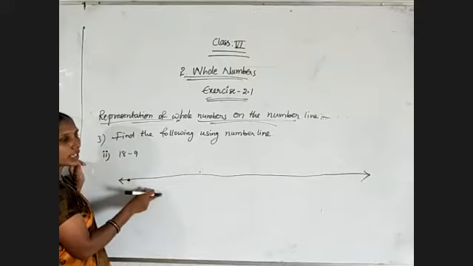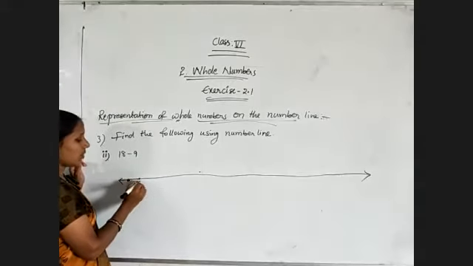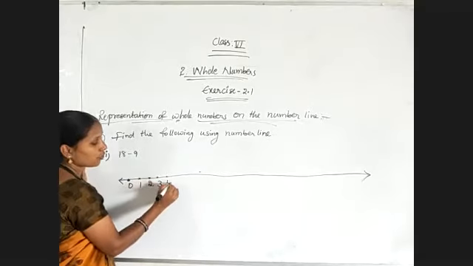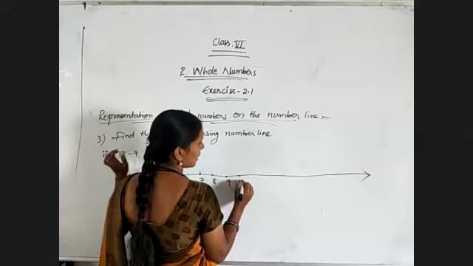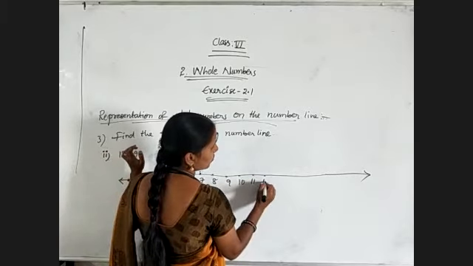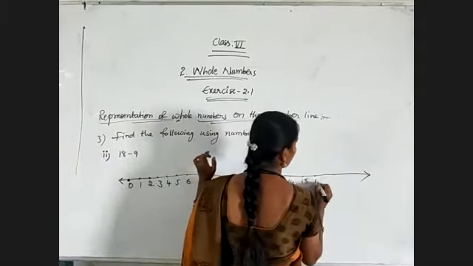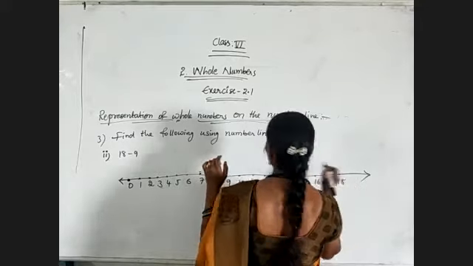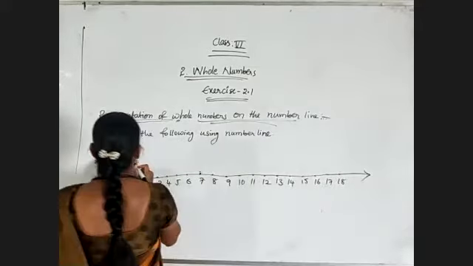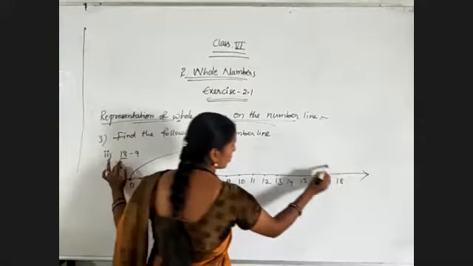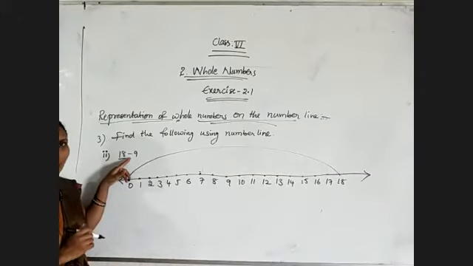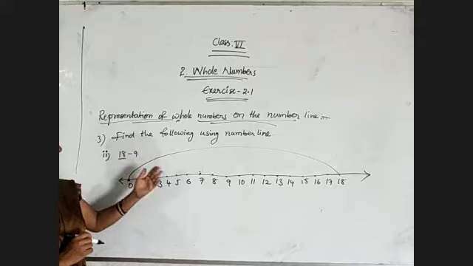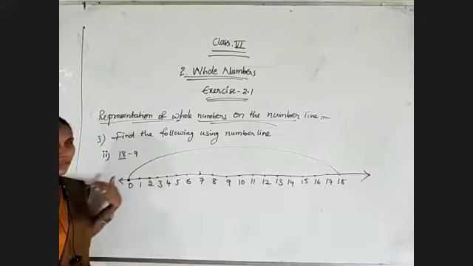Means 18 values we need to represent on the number line. 0, 1, 2, 3, 4, 5, 6, 7, 8, 9, 10, 11, 12, 13, 14, 15, 16, 17, 18. 18 enough. So 0 to 18 because my first number is 18. 0 to 18 I need to go directly. Okay. And which operation we are performing? Minus. So which side we have to move? Left side. Plus right side, minus left side.